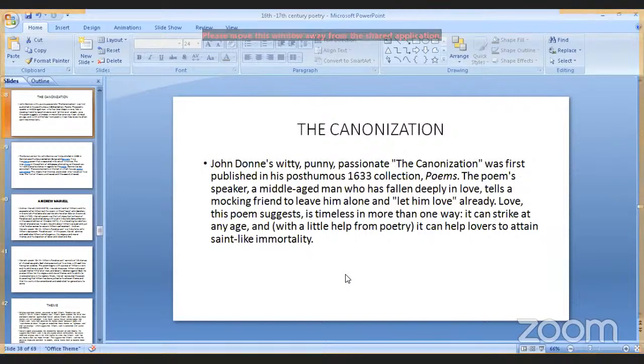Now the speaker tells about the transformation of worldly lovers into holy saints, as in the Catholic custom of canonization. He also asserts that he and his beloved will be canonized when he immortalizes their mutual love for each other, and that future lovers will invoke them to gain the strength of spiritual love.